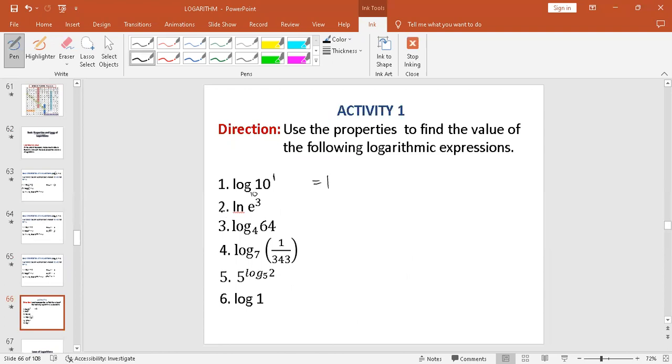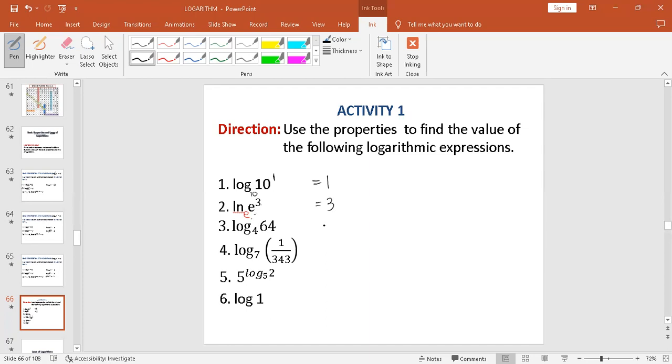Okay? Number 2, ln of e raised to 3. So, again, there is no visible base here. But since it uses ln, it is understood that the base here is e, right? Because it is a natural logarithm. So in that case, we can apply again the second property here to get the answer. Same yung bases, so ang magiging sagot ay yung exponent. So it is 3.